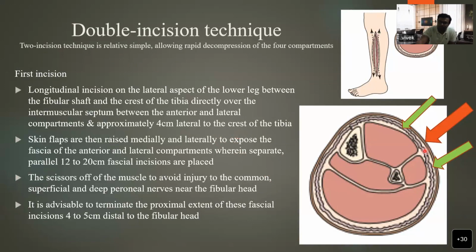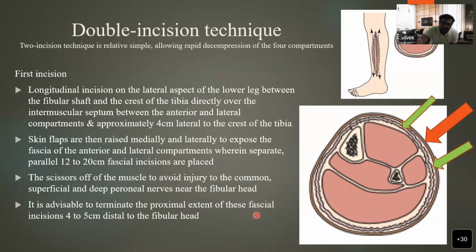It is preferable to give this incision directly over the intermuscular septum between the anterior and the lateral compartment, approximately 4 centimeters lateral to the tibial crest. Then flaps are raised underneath, and 2 fascial incisions are given: one for the release of the anterior compartment, and another for the release of the lateral compartment.